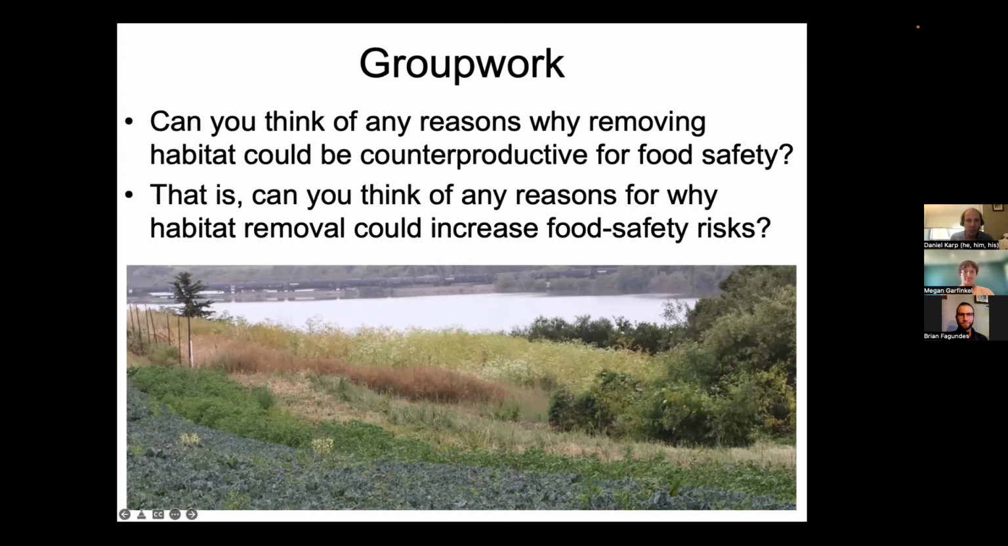So I'm going to put you guys in rooms. You'll have a little bit to discuss, and then I would actually like to hear from one or two of you. So I'll ask some people to report back afterwards. So go on into your rooms and discuss why it might be that we could actually see the opposite of what growers would be intending, and habitat removal being bad for food safety?